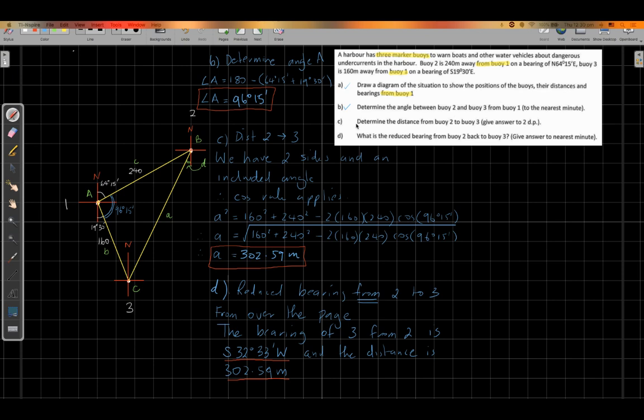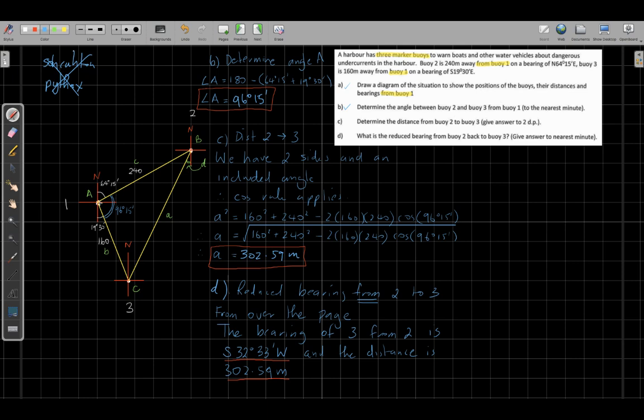Okay, so that's done. Part C, determine the distance from buoy 2 to buoy 3. Give the answer to 2 decimal places. So let's look at what we've got. It's not a right angle triangle, clearly. So Pythag, no, absolutely not. You'd be surprised how many people try this on, but it's not going to work for a non-right angle triangle. So what we need to be thinking in terms of is sine rule or cosine rule.